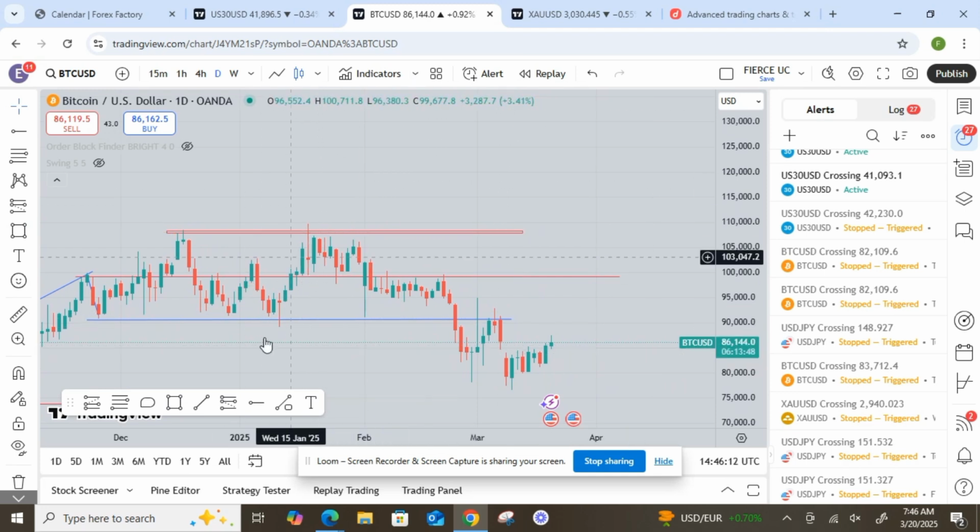Now it failed to break this previous high. Now it's going against the uptrend's characteristics. It's going against it because for an uptrend it always breaks the previous high. Now it did not break it, so it means something is about to happen.